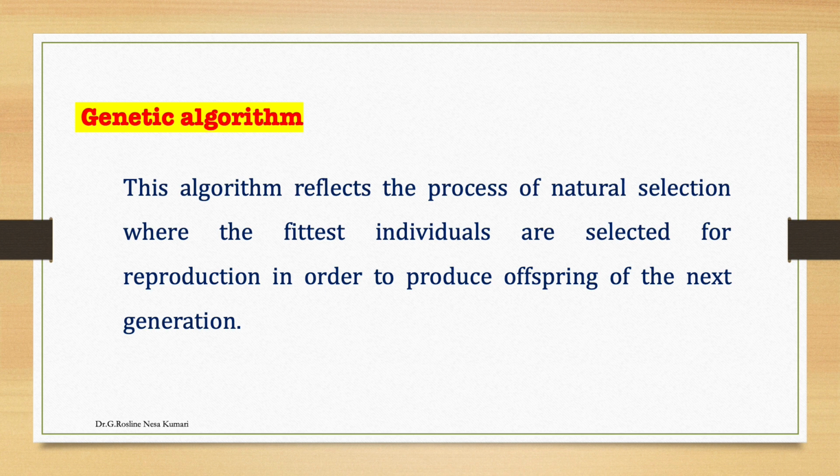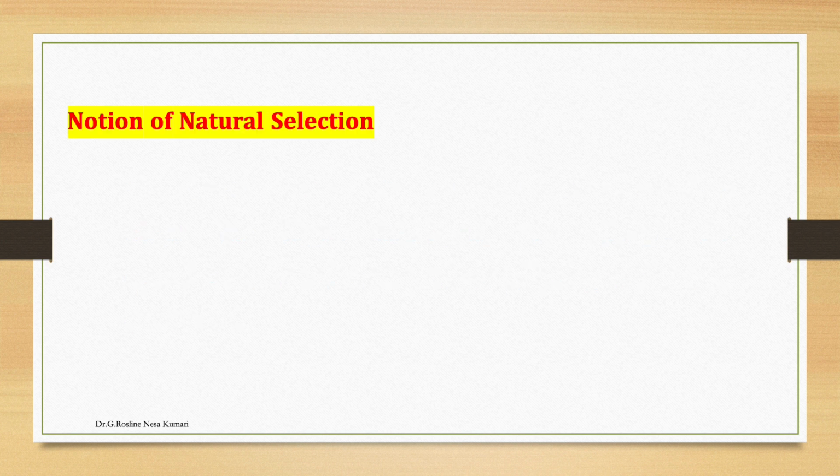This algorithm reflects the process of natural selection, where the fittest individuals are selected for reproduction in order to produce offspring of the next generation. Notion of natural selection: nature has always been a great source of inspiration to all mankind. Genetic algorithms are search-based algorithms based on the concepts of natural selection and genetics. Genetic algorithms are a subset of a much larger branch of computation known as evolutionary computation.